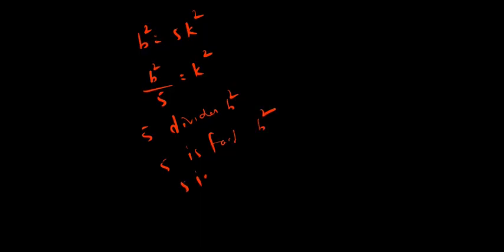Here 5 divides b square, that is, 5 is a factor of b square and 5 is a factor of b. So here we write that 5 is a factor of both a and b. It contradicts our assumption. So root 5 is not a rational number, that is, it is an irrational number. Completed. Next.